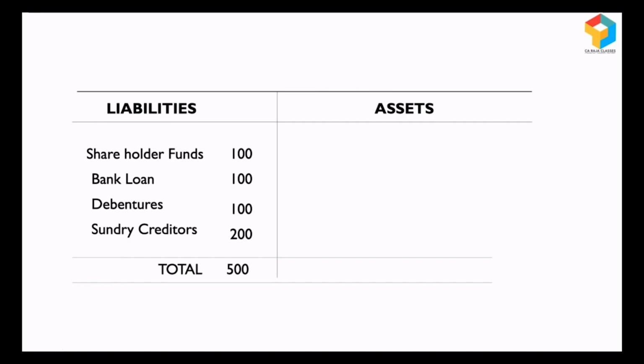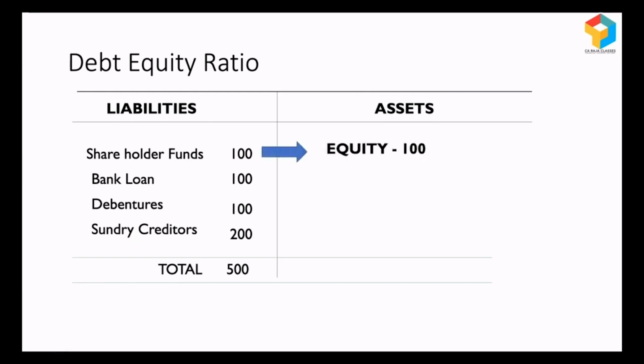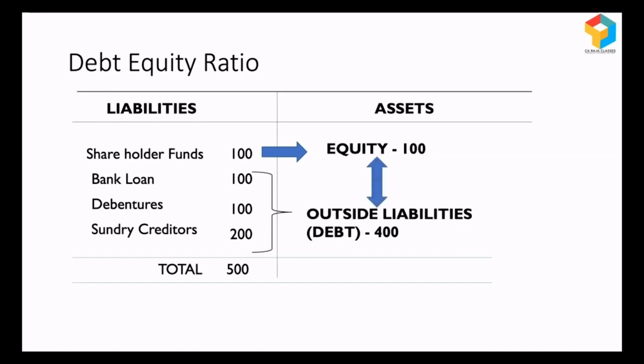Now let us not look at the asset side because our focus is on the debt equity, that is outside liabilities and equity. So what we have to do now is compare the debt with equity. What is equity? Equity is basically the owner's money, which is 100 million, and debt in this case, that is outsiders' money, bank loan, debentures, sundry creditors, all three put together is debt 400 million. And we have to relate these two so that we can calculate debt equity ratio.